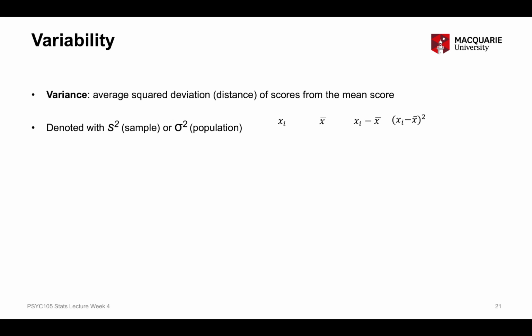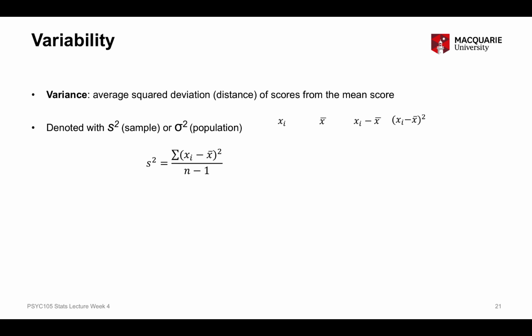The variance is denoted with an S squared when we're talking about a sample statistic. The symbol for the population variance is, again, a Greek symbol, which is called sigma. So sigma squared is the population parameter of the variance.